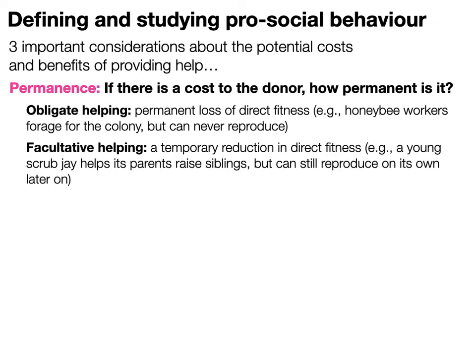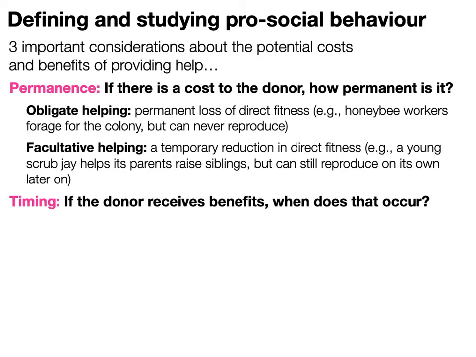Facultative helping, on the other hand, refers to a temporary reduction in direct fitness, so something that's less permanent. For example, in scrub jays that do cooperative breeding, where it's not just the parents who raise the offspring at a nest, there's also helpers. Helping in that system is facultative. And so often a young scrub jay will spend a year helping to raise its siblings, but it can still go and reproduce on its own later on.